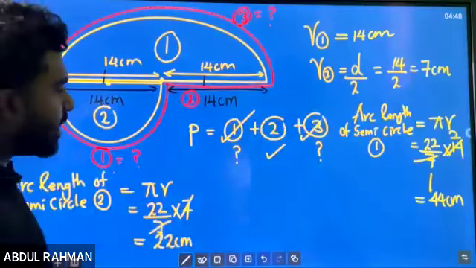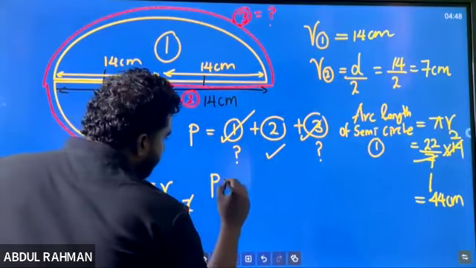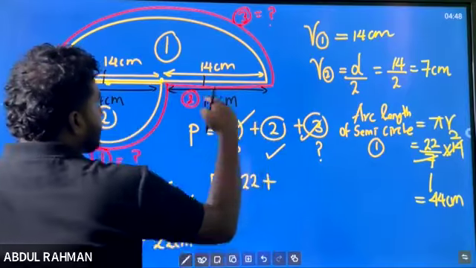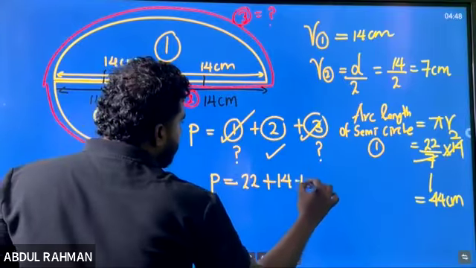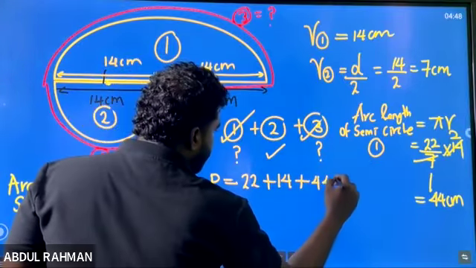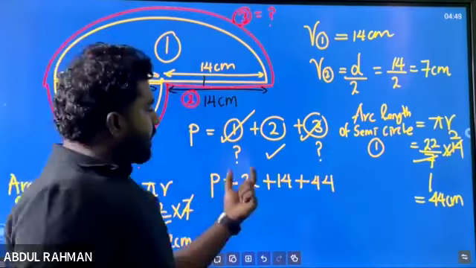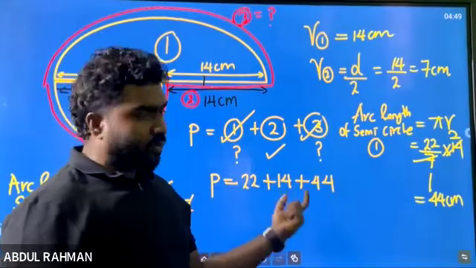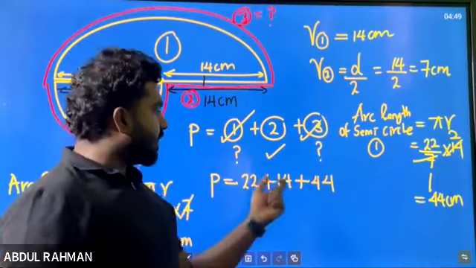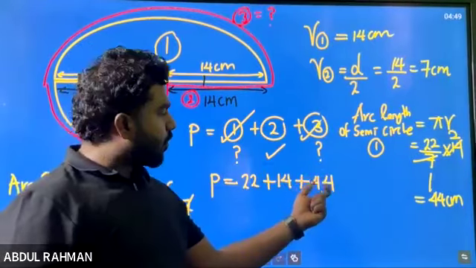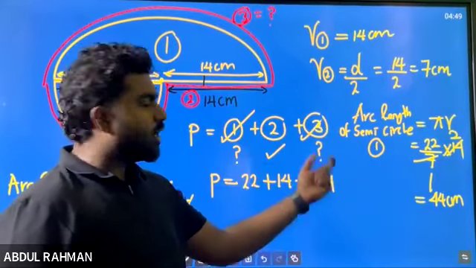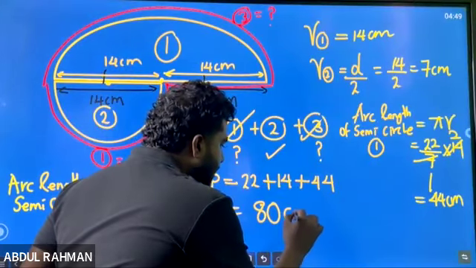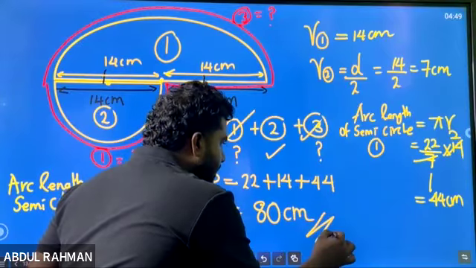Now can't I find the perimeter? The perimeter is going to be easy. Length number 1 is 22, length number 2 is 14, length number 3 is 44. 44 plus 22 plus 14. This 22 plus 14, the answer is 36. 36 plus 4 is 40. 40 plus 40, what is the answer? It is 80. The answer is 80 centimeter.